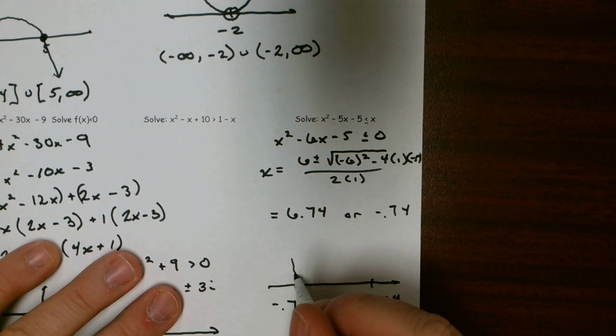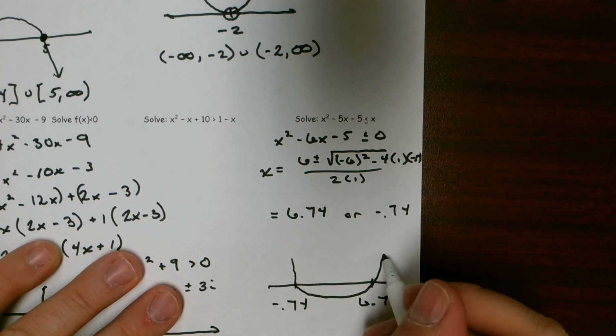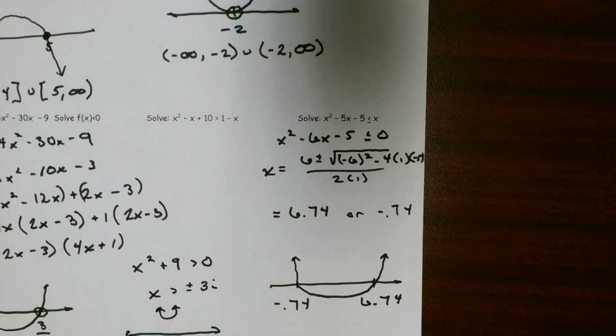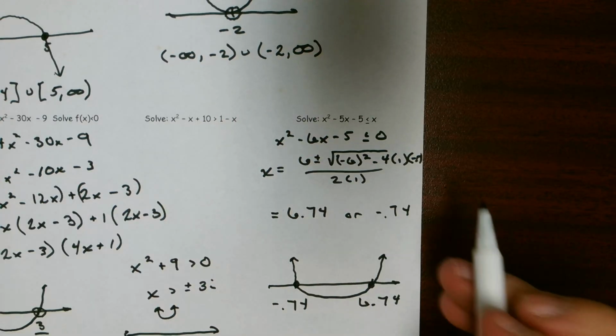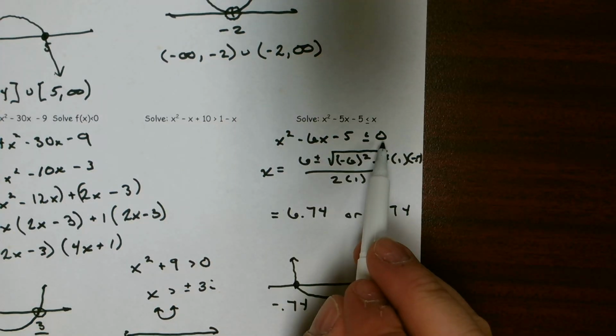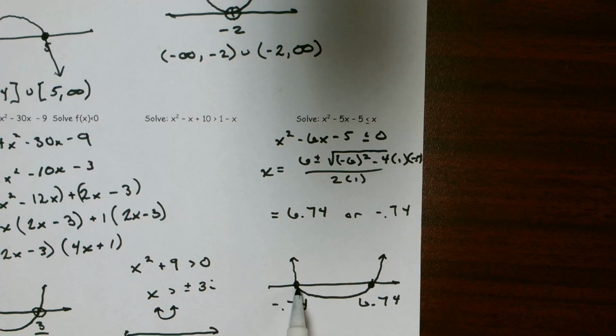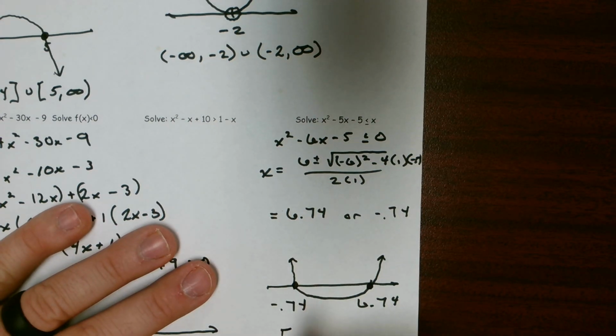We have an upward facing parabola, and we do want to include our x-intercepts. We're being asked, where is this parabola less than or equal to 0? Well, simple. Where is it under the x-axis? Right here, between negative 0.74 and 6.74.